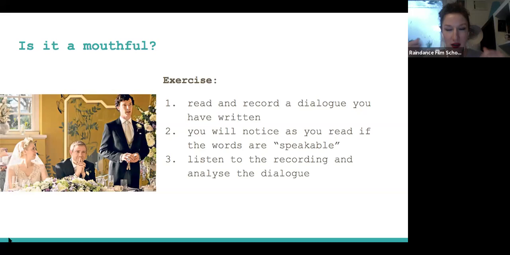I will try to not judge myself too much. I will just notice it. I won't stop myself, and I won't change anything as I'm going, because I need this flow to go through this part of the dialogue or maybe the whole scene, so that I have a feeling: does it work, does it not work?